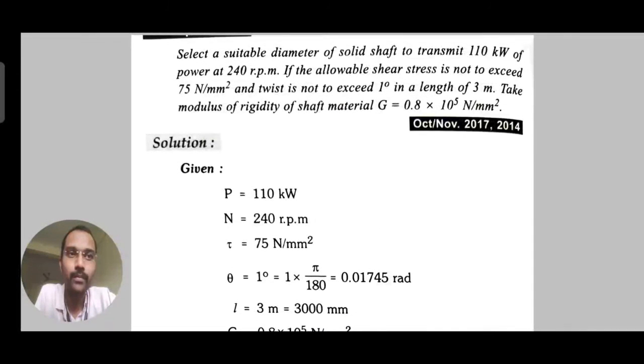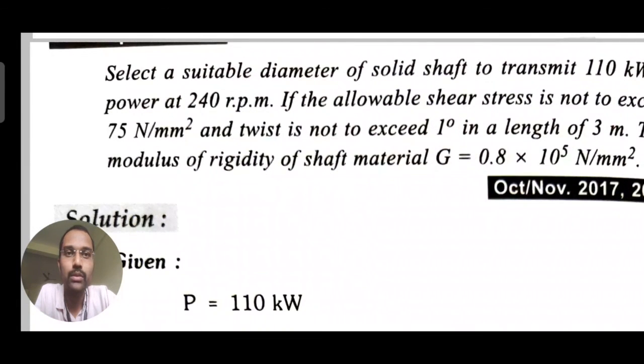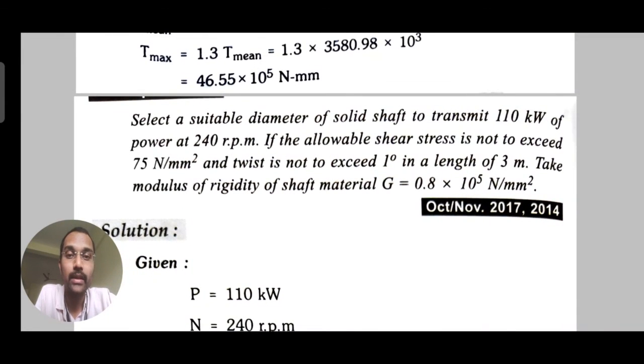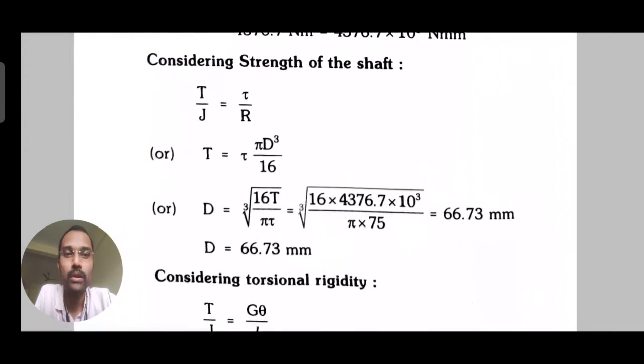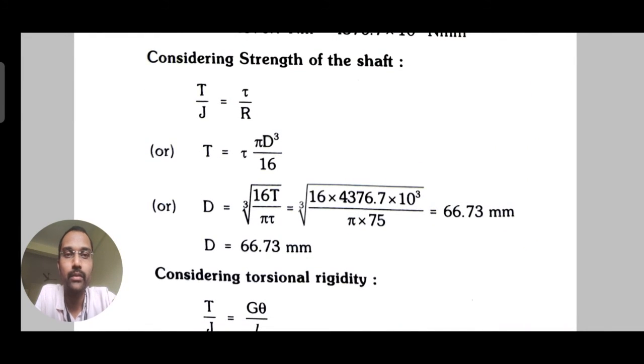And what is the question? Please try to understand: select a suitable diameter. So he has given two cases. One, you have to find out based on the strength criteria, how much you have got. You look at this formula, T by J equal to tau by R. By considering these things, we have found what the D is.